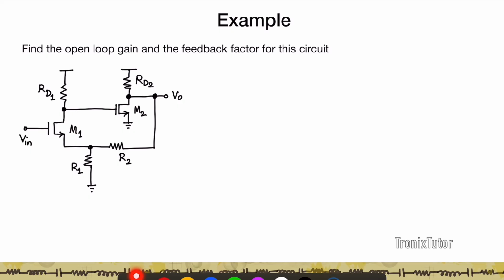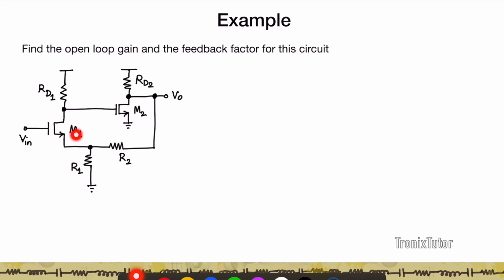So here I'm asked to find the loop gain and feedback factor of the circuit. So let's first understand what the circuit looks like. Here I see a common source amplifier made up of M1 and RD1. I also see another common source amplifier made up of M2 and RD2, right? Now what's happening here is this output of the second common source amplifier is sent through a voltage divider, or a resistive divider bridge, and that feedback signal is sent as the voltage at the source of M1, right?